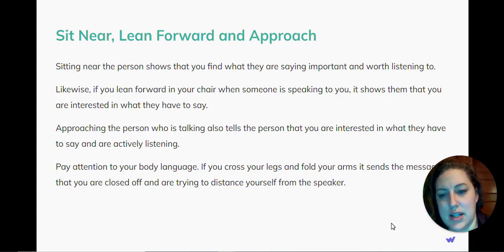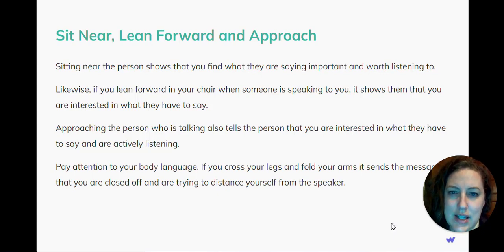Sitting near a person shows that you find what they're saying important and worth listening to. Likewise, if you lean forward in your chair when someone is speaking to you, it shows them that you are interested in what they have to say. Approaching the person who is talking also tells the person you are interested in what they have to say and are actively listening.